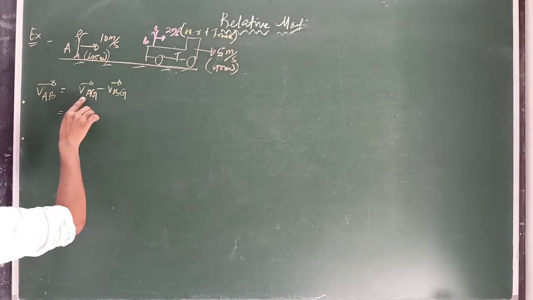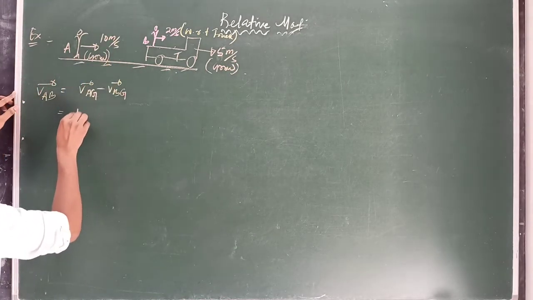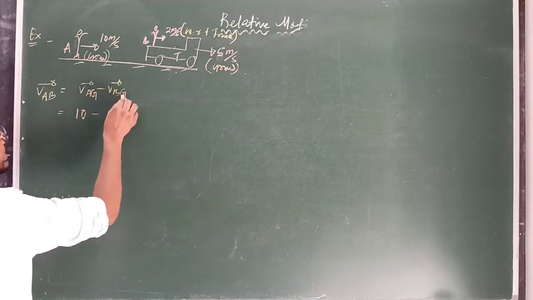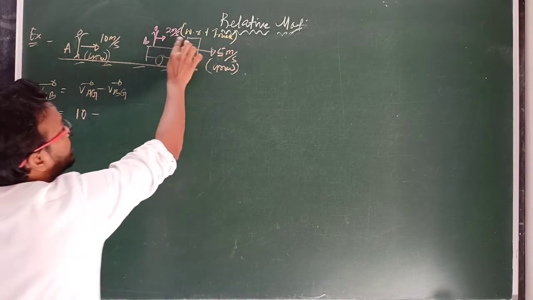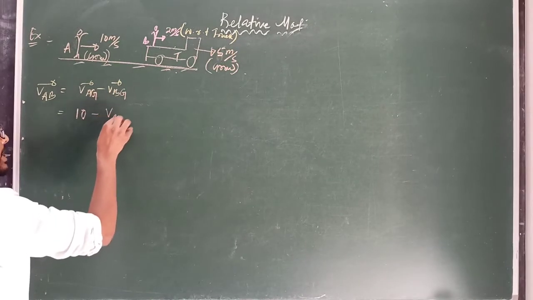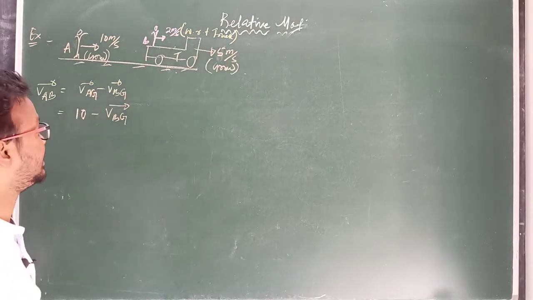Then velocity of A with respect to ground, given, that is 10 meter per second because this is positive direction, minus velocity of body B with respect to ground, but given here is velocity of body B with respect to truck. So first we have to find velocity of body B with respect to ground. So how can we find this velocity?